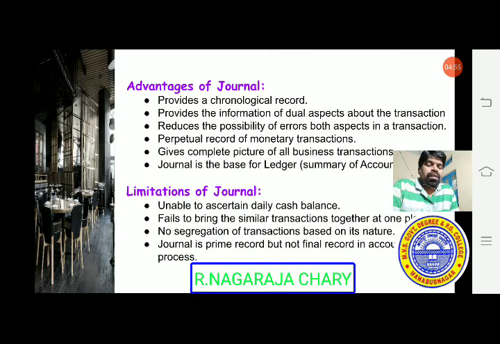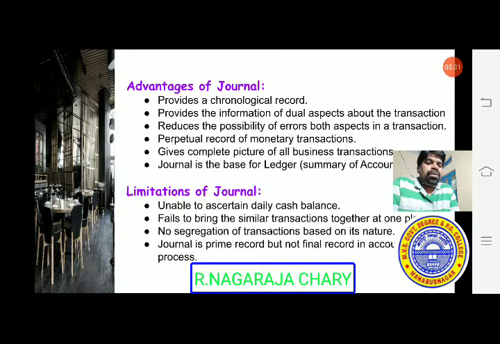Next one, perpetual record of monetary transactions. Yes, perpetual is nothing but a permanent record, because whenever we need it, then we can check the journal about the transactions. So that's why journal is a perpetual record of monetary transactions. So that's why we can say it can be used as a permanent record. So that's why it is known as a perpetual record.